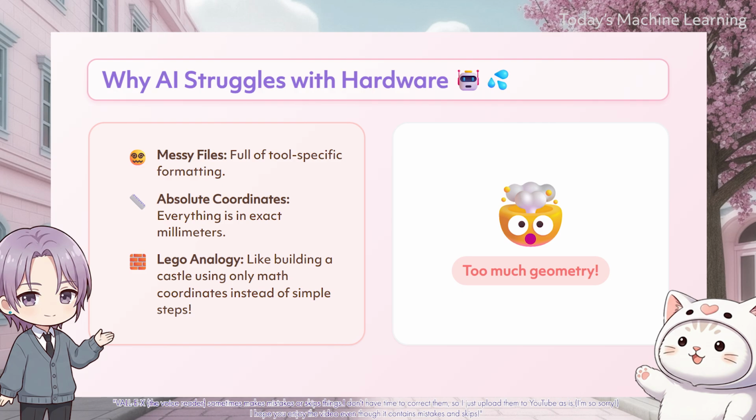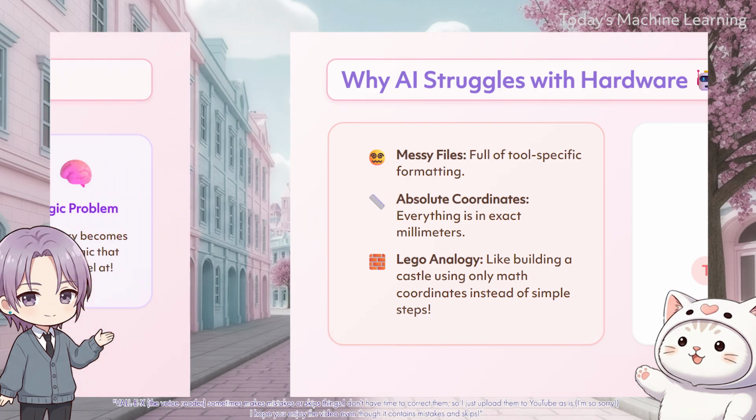You see, large language models, like the ones that can read stories or chat with you, have gotten really good at writing software code. But when it comes to drawing hardware schematics, they get very confused. Why? Because the files that save these schematics are incredibly messy. They are full of tool-specific formatting, verbose metadata, and absolute geometric coordinates. Imagine trying to build a Lego castle, but the instructions only give you the exact millimeter measurements of where every block should be on the table. Instead of just saying put this block on top of that block, that would be super hard, right? That is how the AI feels.